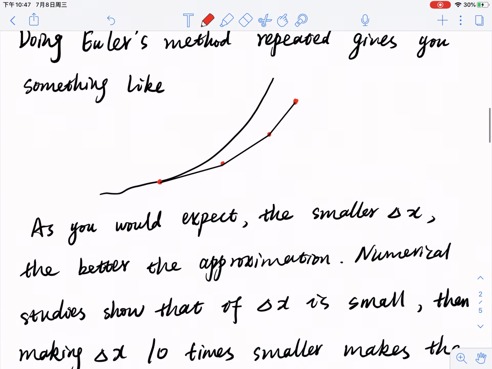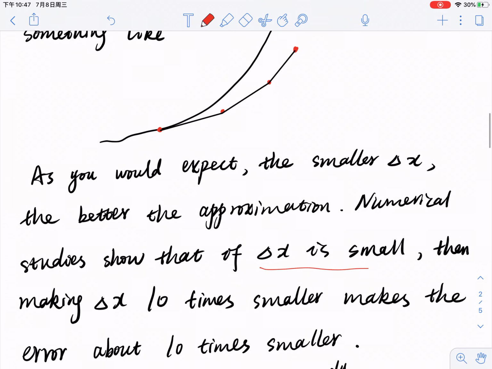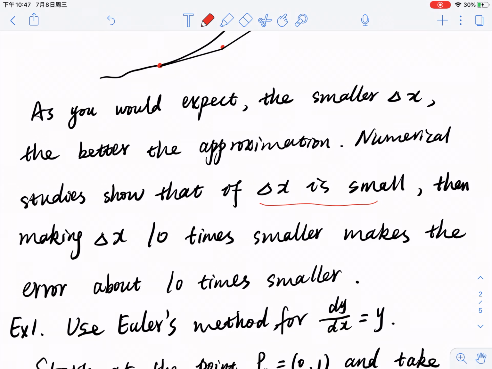So as you would expect, the smaller delta x, the better the approximation. Numerical studies show that if delta x is small, then making delta x 10 times smaller makes the error about 10 times smaller.